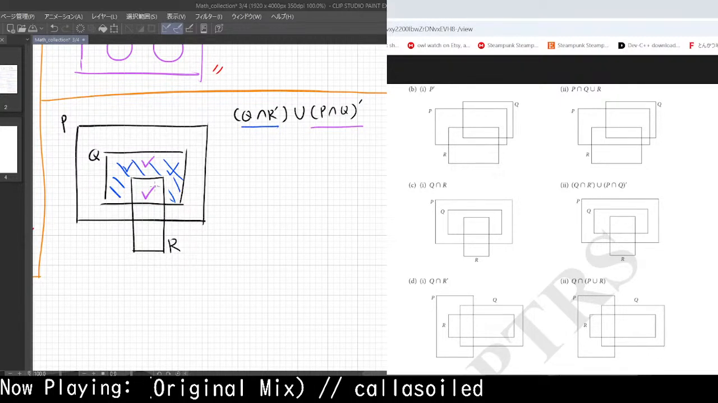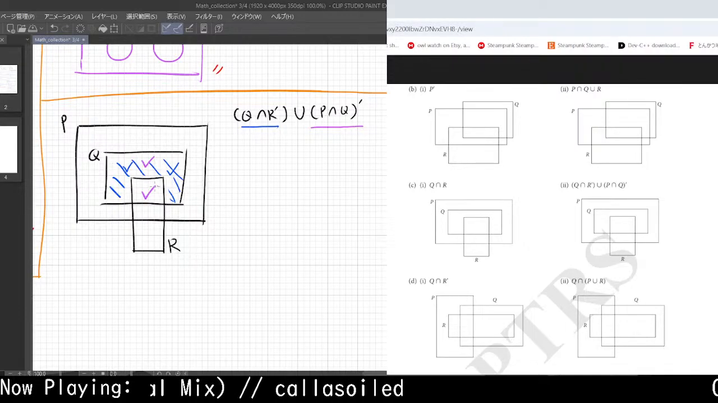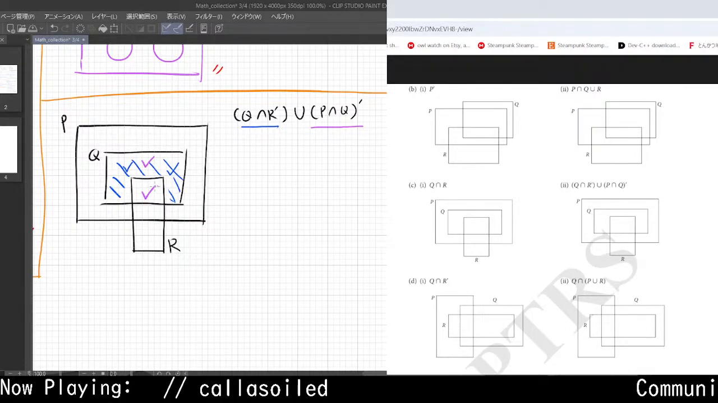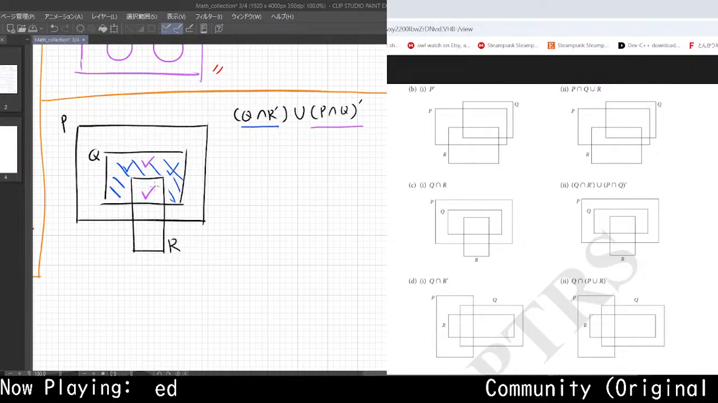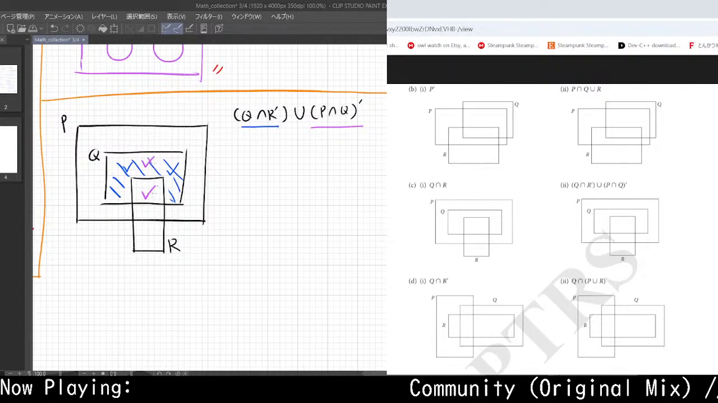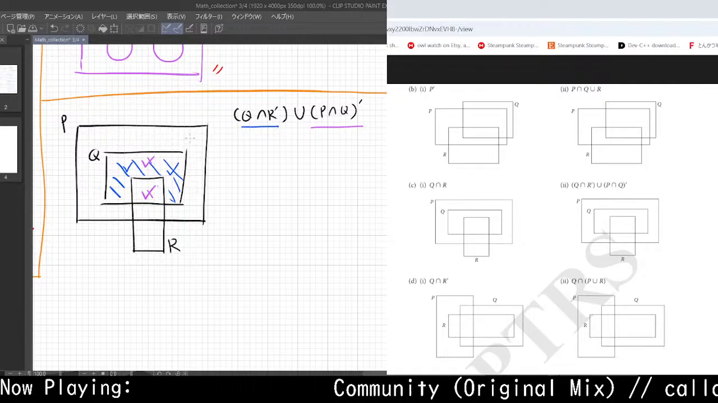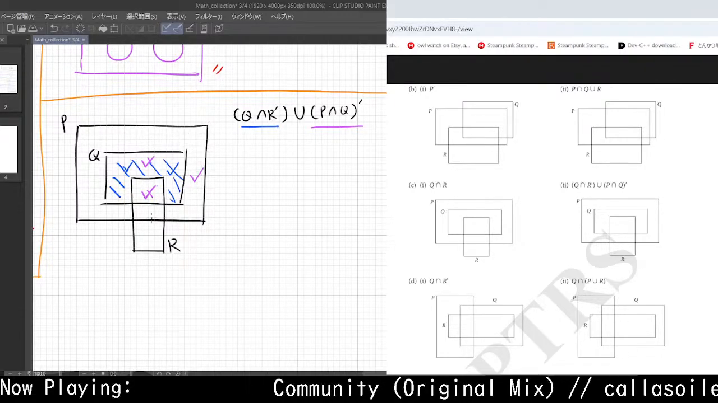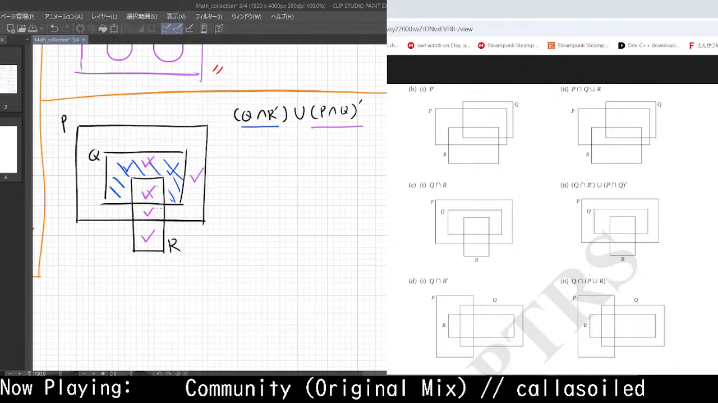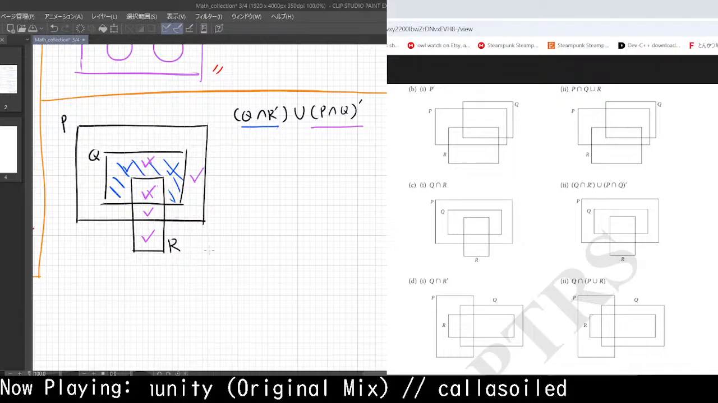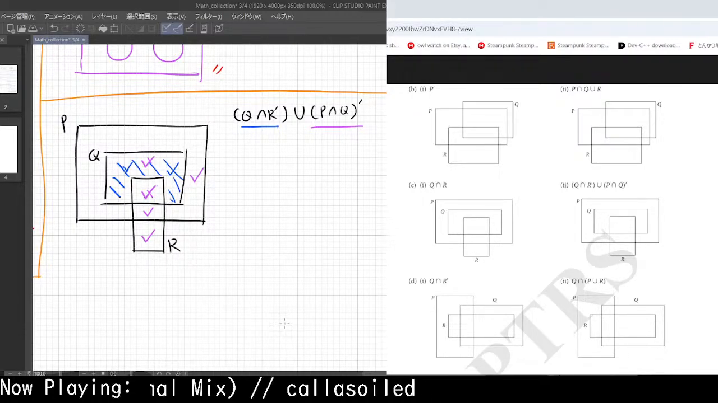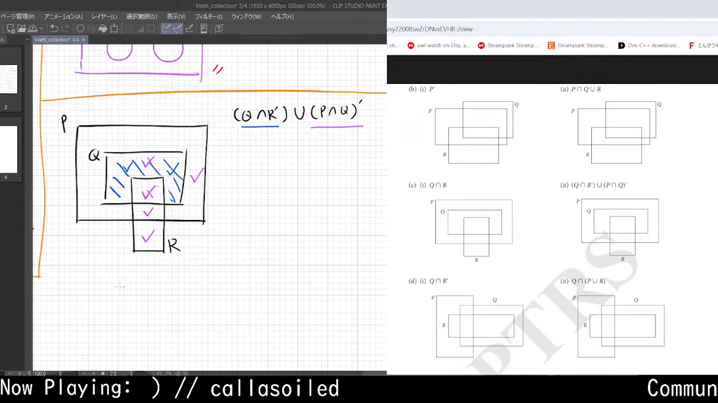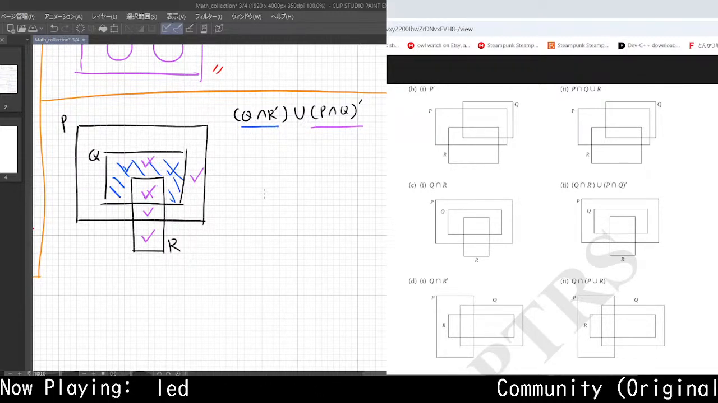P ∩ Q means they overlap, so we take the entire Q. But since we want the outside portion, we do not want these 2 things. We want everything else. So it will be this and this. This. Oh yeah, this also counts. Yeah, this and this. So everything else that is not in Q. Okay, so we get 3 portions.